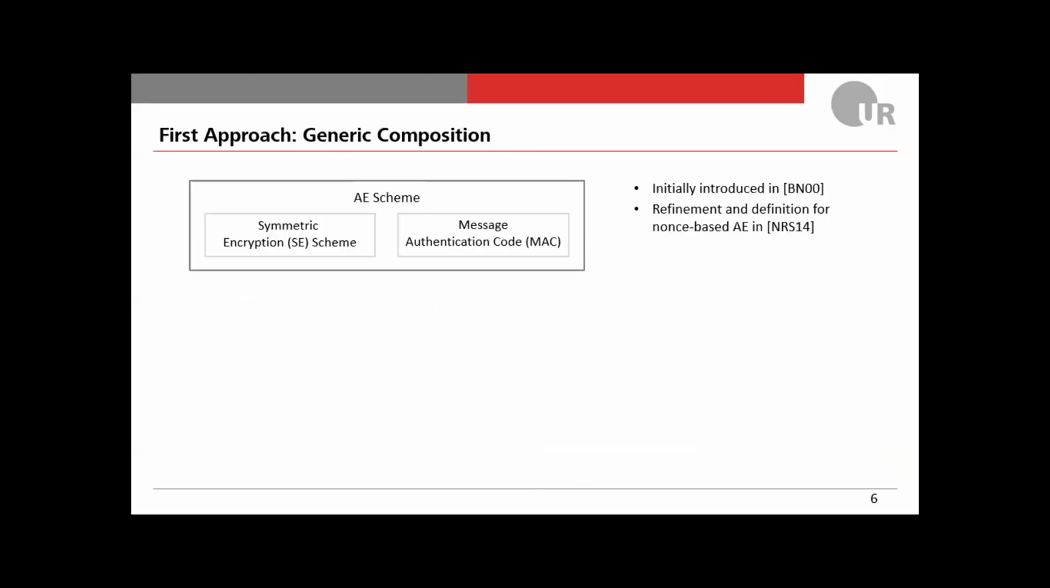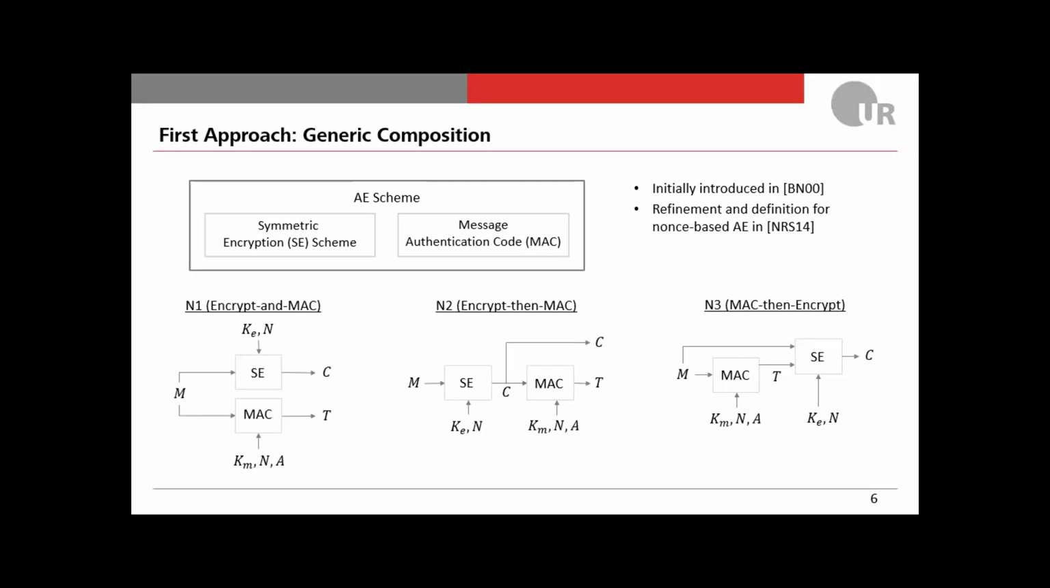Okay, so as a first approach for our goal of committing and leakage resilient authenticated encryption, we consider generic composition, as it is a well-known and somewhat classical way to construct AE schemes. And here the main idea is to combine a symmetric encryption scheme and a message authentication code to form an AE scheme. And we consider the N schemes, which are based on the classical modes, but are designed concretely for nonce-based authenticated encryption with associated data. And they look as follows.